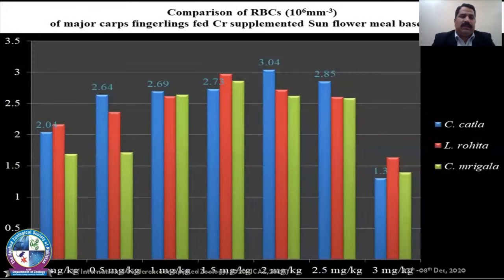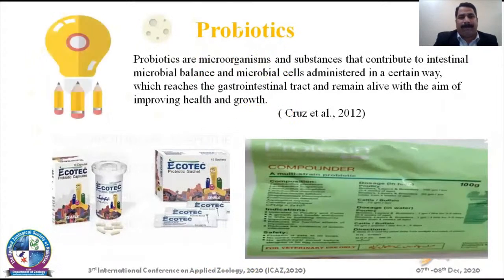In this figure, you can see that when we added nanoparticles, especially at 2 milligram per kg, they improve the hematology of the fish by improving its quality.